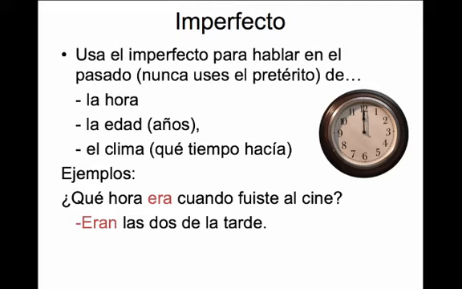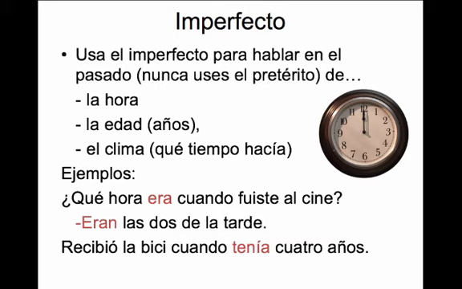Now, even though going to the movies is a specific event that we would use pretérito for, when we set the stage with the time, we use era, which is the imperfect. Recibió la bici cuando tenía 4 años. So here we're talking about someone who received a bicycle when he was 4 years old or she was 4 years old. Again, receiving the bicycle is pretérito because it's a specific moment, but the age is always imperfecto, tenía.